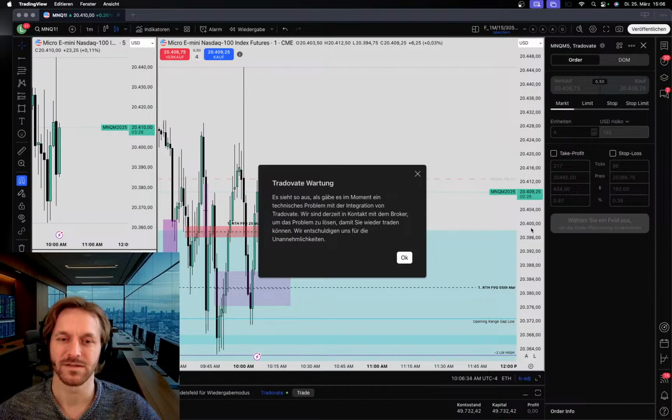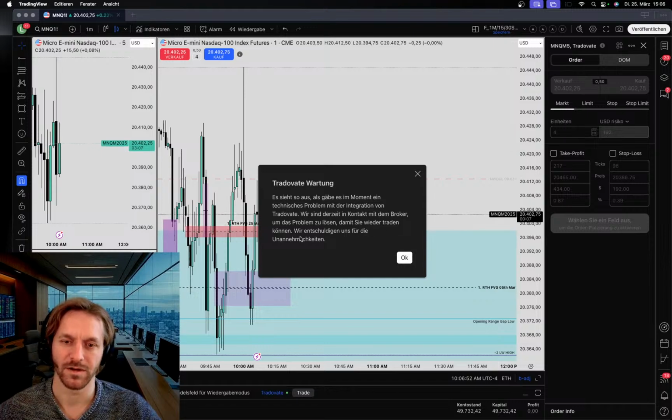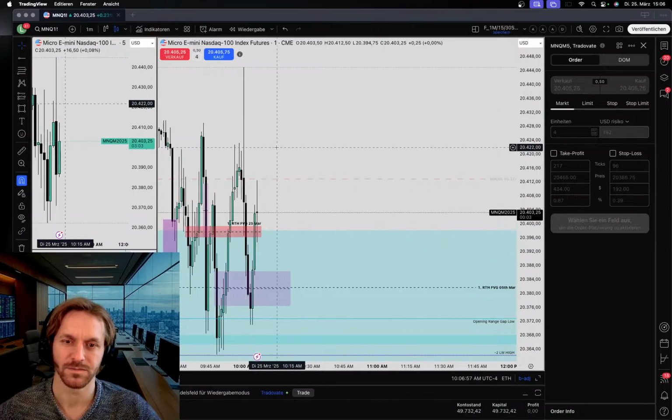By the way, this is German. It's TradeAway maintenance, and they write it looks like we have a problem or a technical issue with the integration of TradeAway. We're in contact with the broker to solve the problem so you can trade again. I'm sorry for the circumstances. Fuck you.